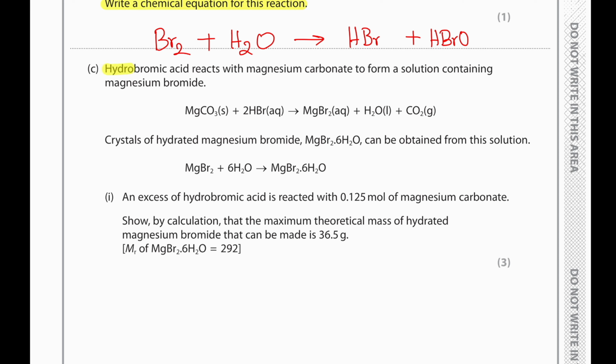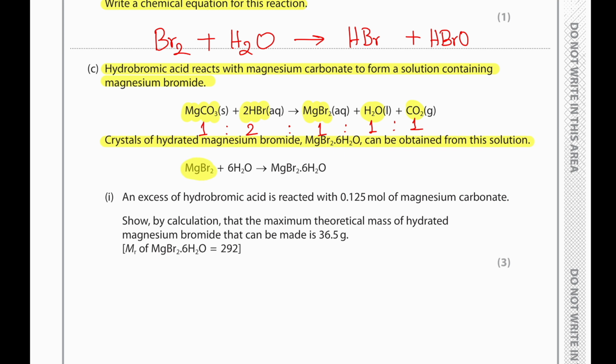Hydrobromic acid reacts with magnesium carbonate to form a solution containing magnesium bromide. We can see the reaction: magnesium carbonate reacting with 2 HBr forming MgBr2, H2O and CO2. It's always a good idea to write down the reaction ratio. So 1 is to 2, 2 is to 2, 1 is to 2, 1 is to 2, 1. Crystals of hydrated magnesium bromide, MgBr2.6H2O, can be obtained from this solution.